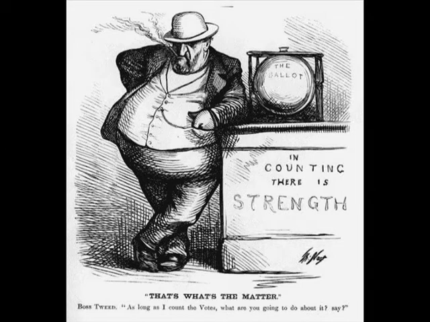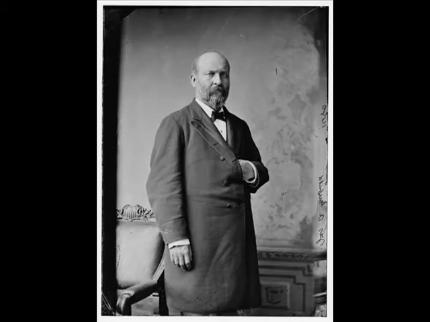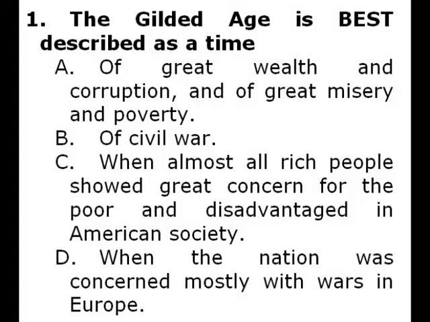Corruption extended to the highest levels of government. During Ulysses S. Grant's presidency from 1869 to 1877, several of Grant's cabinet members, friends, and relatives were implicated in scandals, although Grant himself was innocent.